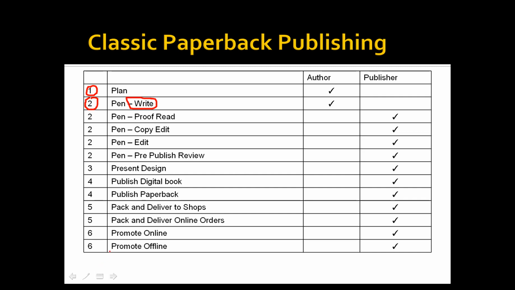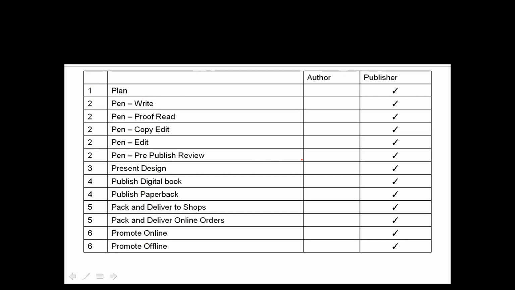Then everything else, proofreading, copy editing, pre-publishing review, designing, packing and delivering to shops, packing and delivering online orders, promoting online, promoting offline, everything is done by the publisher. This is the classical paperback publishing. Now, I will show you another model. You have to tell me what this is.